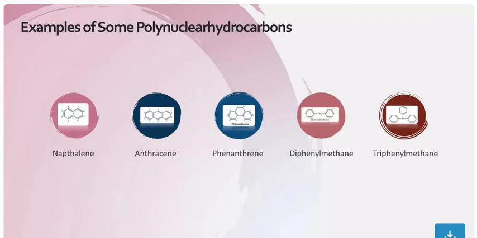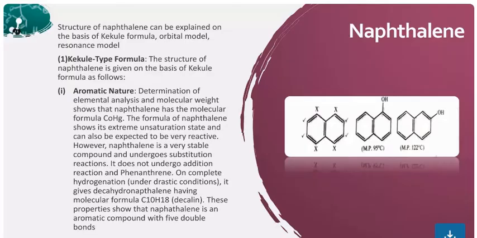Now for numbering, you can see naphthalene, anthracene, phenanthrene, diphenylmethane, and triphenylmethane. Now, the structure of naphthalene can be explained on the basis of the Kekulé formula, the orbital model, and the resonance model. The structure of naphthalene is given on the basis of the Kekulé type formula. You can see the aromatic nature.